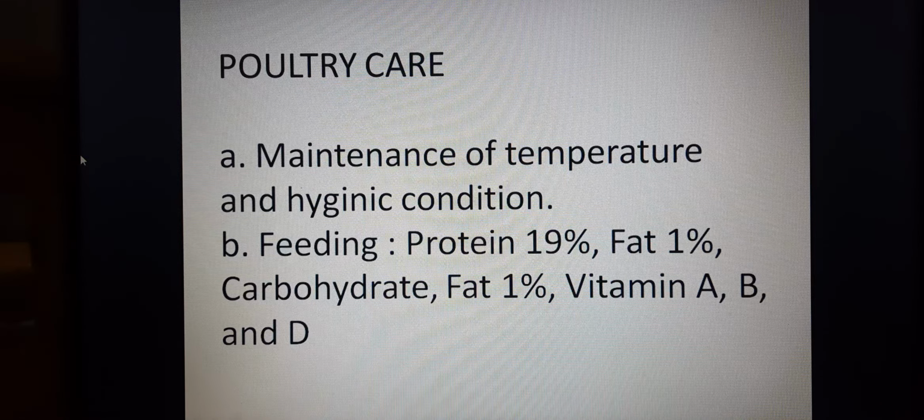Next, the poultry care. There is maintenance of temperature and hygienic condition. I have told several times, hygienic condition is the main thing because they are very much prone to diseases like bacteria and fungus. Their feed should be proteins 19%, fat 1%, and we should give more carbohydrate because carbohydrate will give them the maximum amount of energy, and vitamins A, B and D.